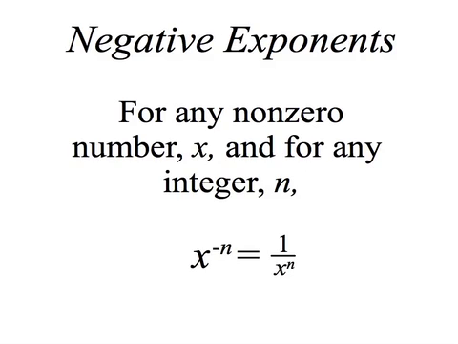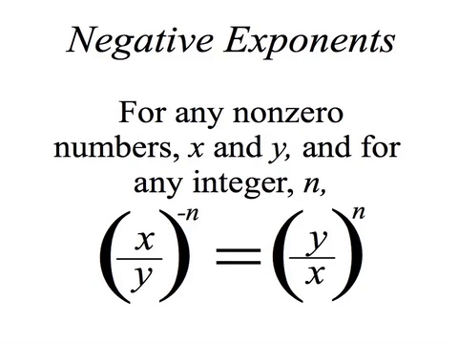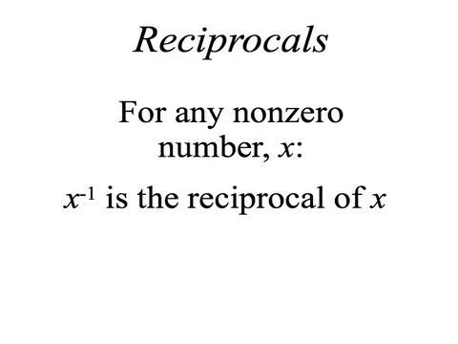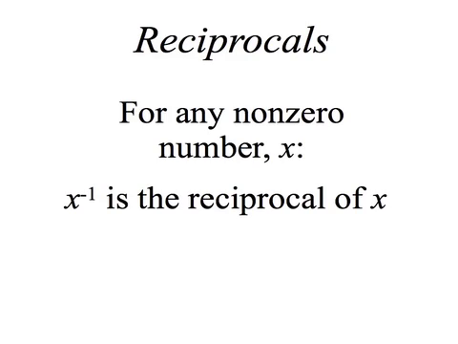And you may recognize 1 over x to the n as the reciprocal of x to the n, and that's correct. So that now if we look at x over y, a fraction, we know the reciprocal of x over y is y over x. So for fractions, we can write x over y to the opposite of n power is the same as the reciprocal y over x to the n power. And that gives us that for any non-zero number x, x to the -1st power is the reciprocal of x. And that explains why for many calculators, the x to the -1 key is the reciprocal key.